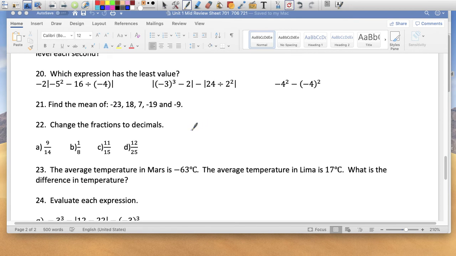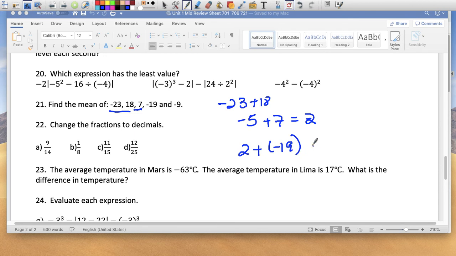The average temperature in, find the mean. Ugh, yuck. So we have to add all these numbers. Negative 23 plus 18 is negative 5. So I took care of these two. Now I'm going to do the 7. So plus positive 7, and that's going to give us positive 2. Then I take that 2 and add it to negative 19. That's going to give me negative 17. And then finally, I'm going to add the negative 9. So negative 17 plus negative 9 gives me negative 26.